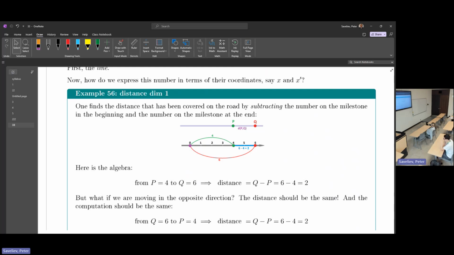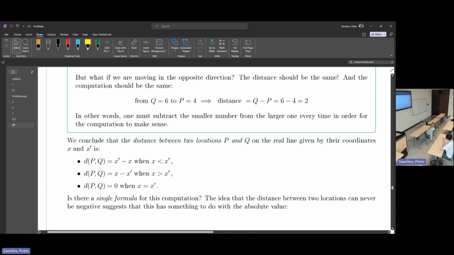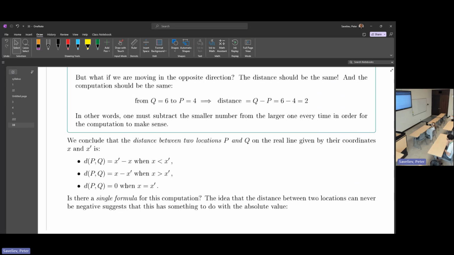Absolute value, right? Because distance is the same going from P to Q or Q to P, the answer should be the same. So the answer is just to use the absolute value, and that's the notation that I'm introducing, which is going to go on for the rest of the course: d(P,Q), the distance, and in this case, it's in dimension 1.